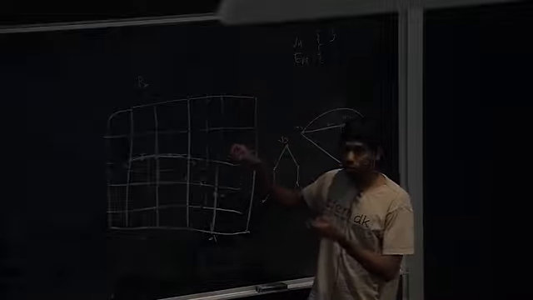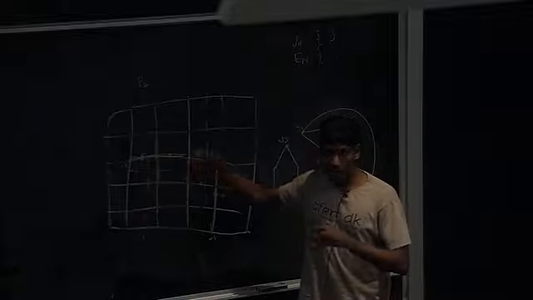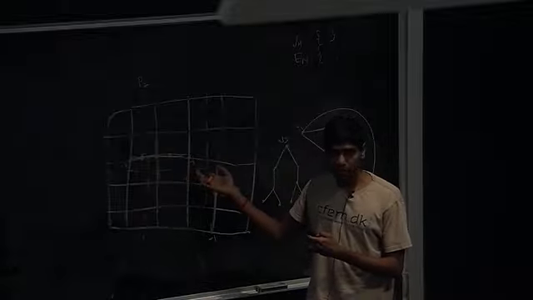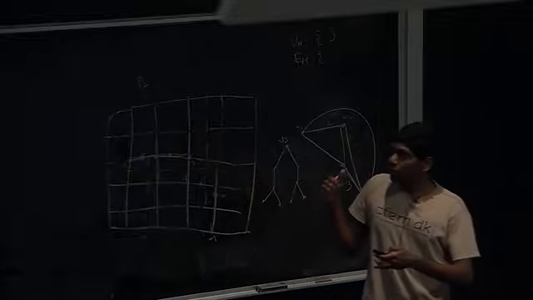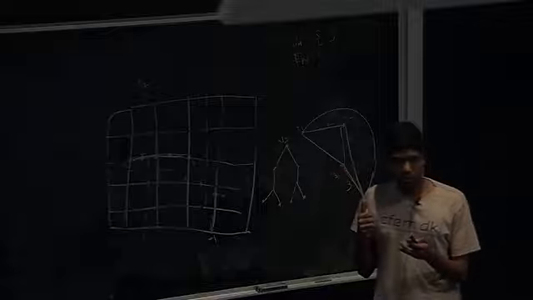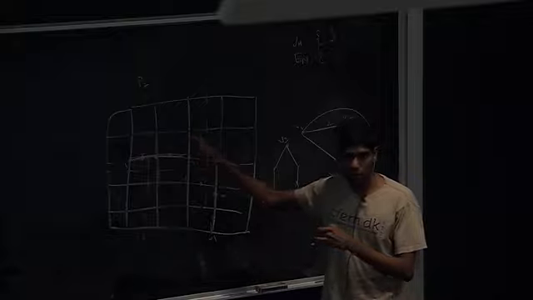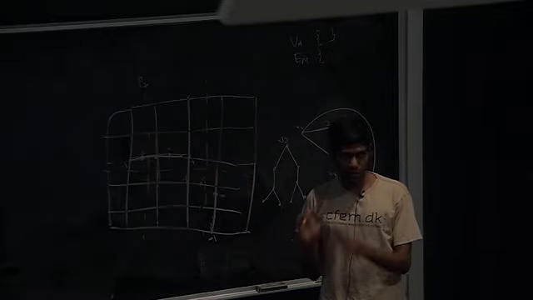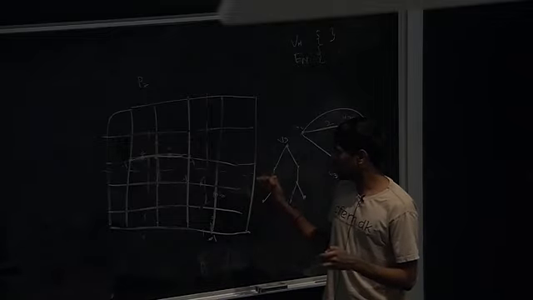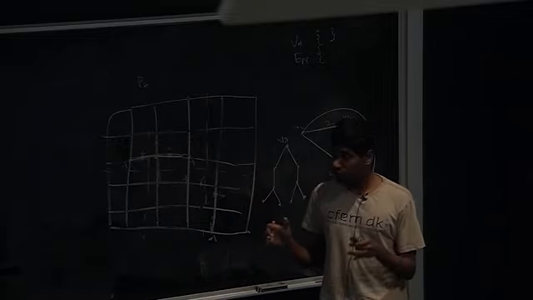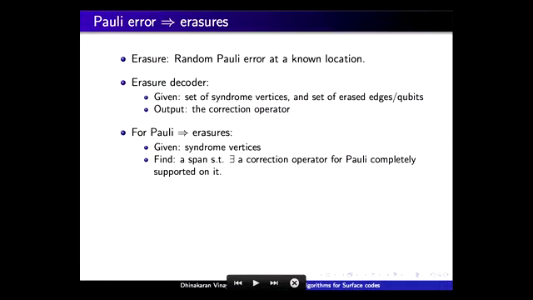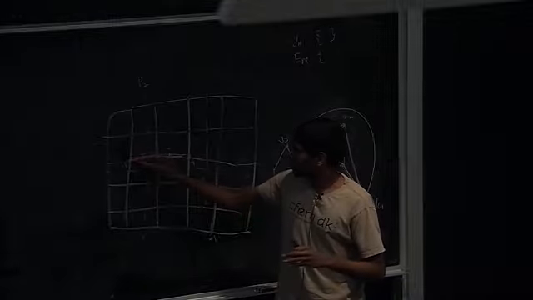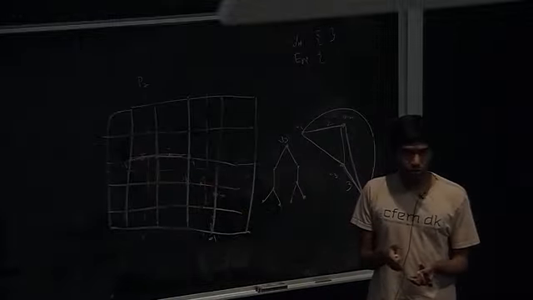So for an erasure decoder, you are given the syndrome vertices as in the Pauli error decoders, but you also know the locations of the erasures. That lets some people have a linear time decoder, an O of n decoder, if you're guaranteed that there are only erasure errors. So in this work, they try to have a reduction from Pauli errors to erasure errors.